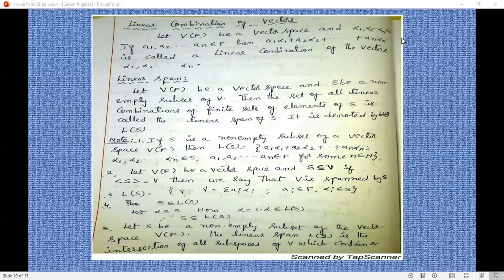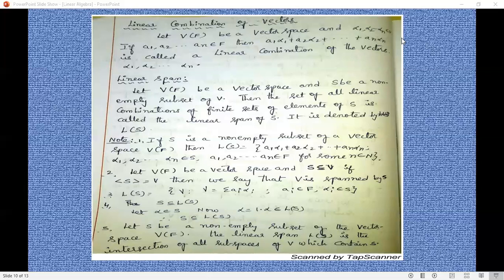Next, the fourth one: S is contained in L of S, because the elements in S are used in the linear span. Therefore, S is contained in L of S. We use S is contained in L of S in the upcoming theorems. Okay. Let alpha belong to S. Now, what do we have to write? Alpha equals 1 into alpha belongs to L of S. Therefore, S is contained in L of S.